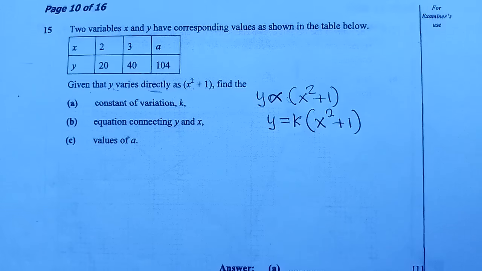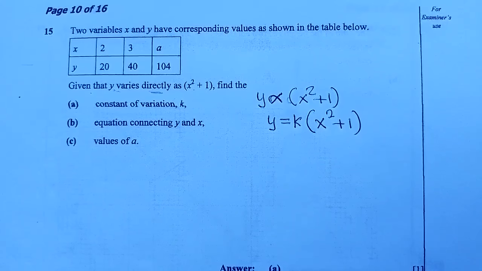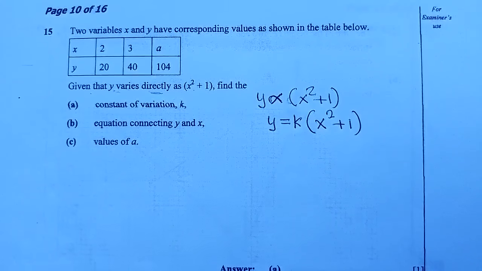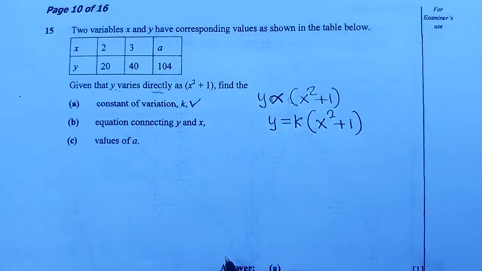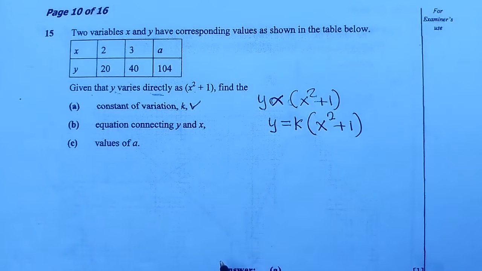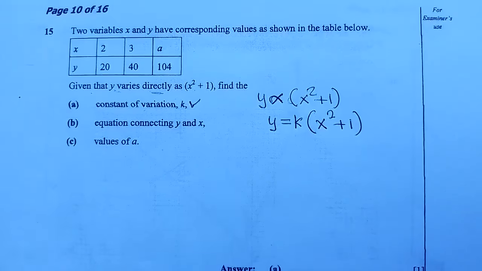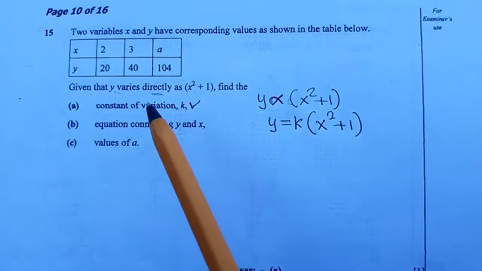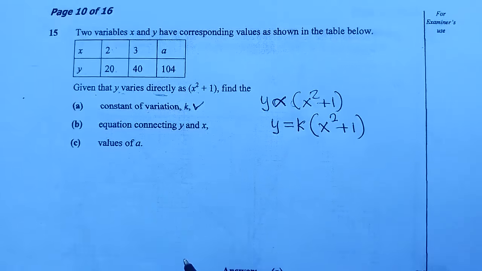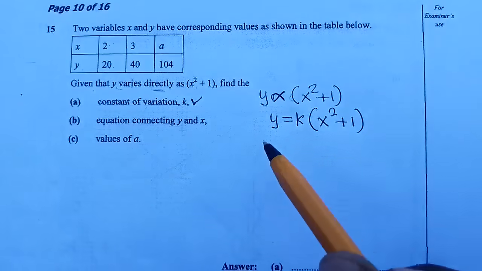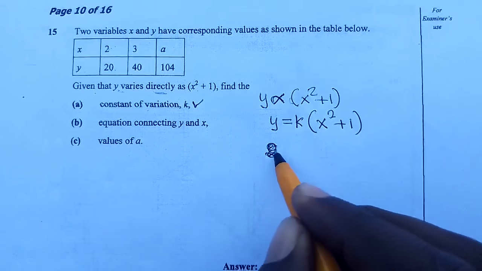The other thing we need to put in place is that the first question you are told to find is the constant of variation, which is k. So you go to this table which is given, where you are given two values. It is here, 2 and 20. So x is 2, y is 20.